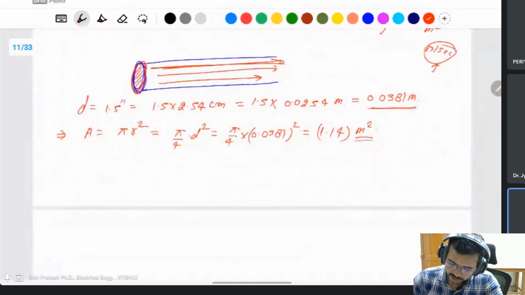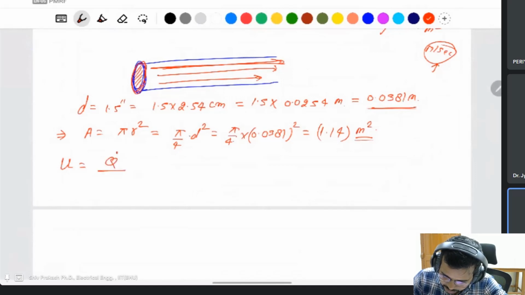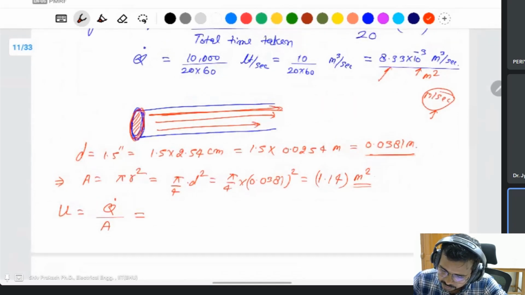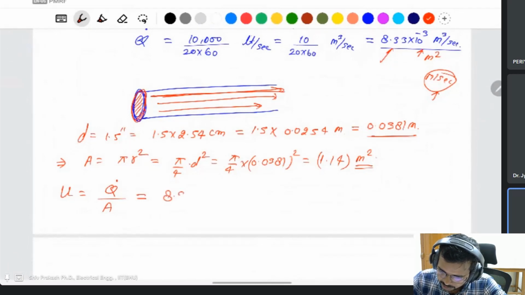Then find the velocity u, which is the water discharge per second divided by the cross-sectional area of the pipe. Water discharge divided by the cross-sectional area of the pipe. Water discharge is 8.33 × 10^-3.